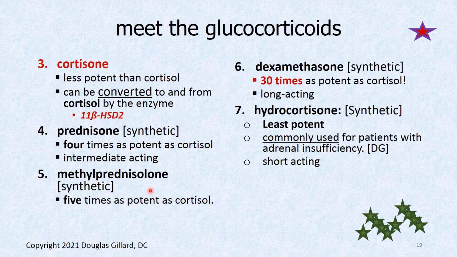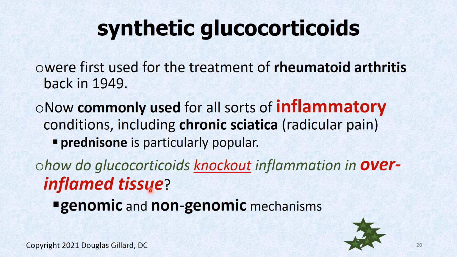And then our hydrocortisone, we've already talked about that. We can use that to treat adrenal insufficiency, right? That's the least potent of the bunch. It has a very short lifespan, so that's a good one to treat adrenal insufficiency with. Synthetic glucocorticoids were first used way back in the 1940s. They were used to treat rheumatoid arthritis at first.